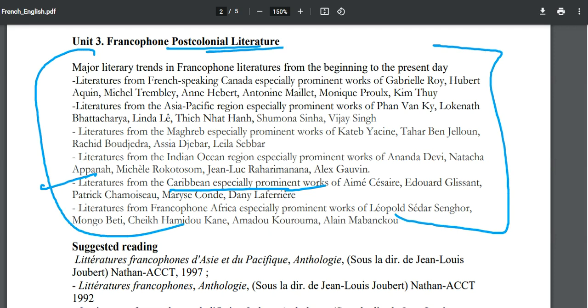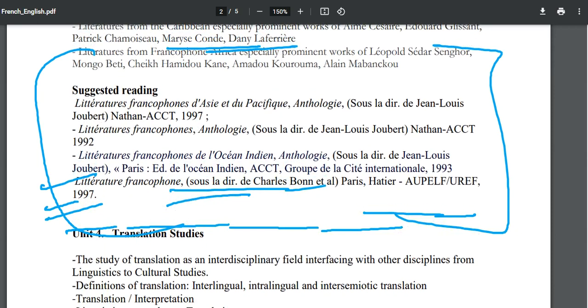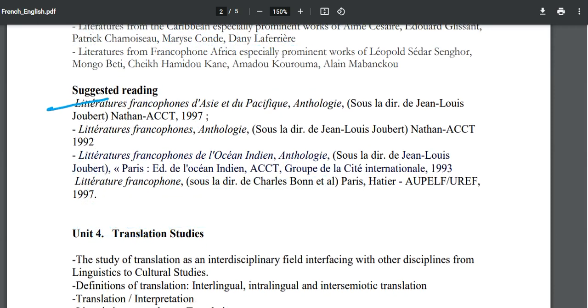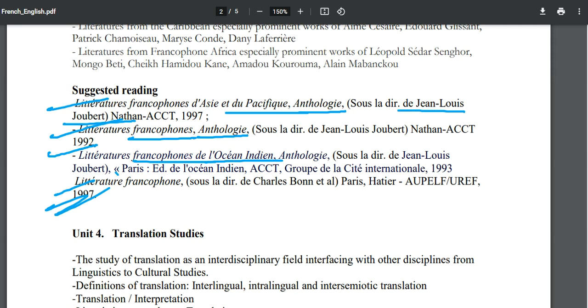After post-colonialism, what was happening in the literature, they are asking about that. Literature from Francophone Africa as well: Ahmadou Kourouma, Alain Mabanckou, Cheikh Hamidou Kane, Mongo Beti, Léopold Sédar Senghor. Suggested reading is provided, like Littérature francophone d'Asie et du Pacifique, an anthology by Jean-Louis Joubert, and likewise for the Indian Ocean. So this is Unit 3.